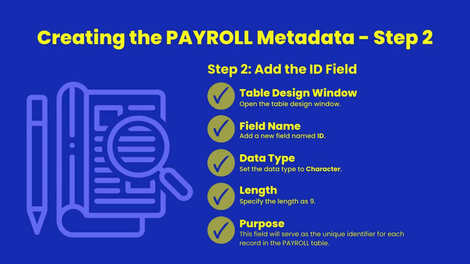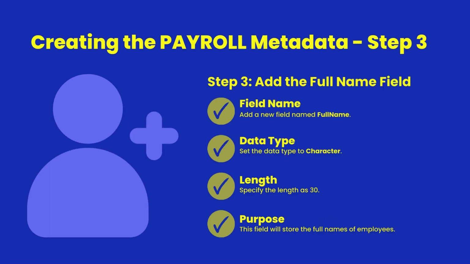Let's move on to step 2, adding the ID field. First, open the table design window. In this window, add a new field and name it ID. Set the data type for this field to character, and specify the length as 9 characters. This ID field will serve as the unique identifier for each record in the payroll table, ensuring that each entry can be uniquely distinguished.